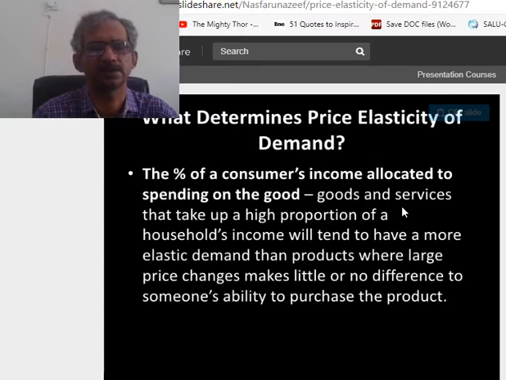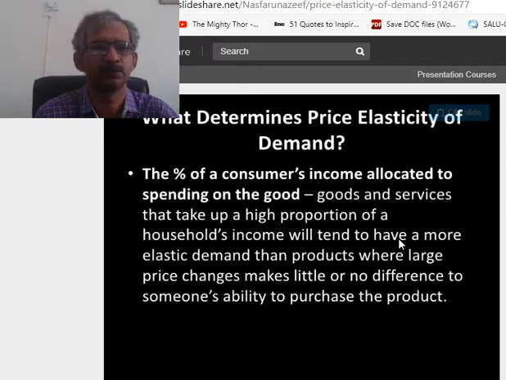Another factor is the percentage of income someone is spending on a particular product, which will also affect the responsiveness of the quantity to the price of the good. Goods and services that take up a high proportion of a household's income will tend to have a more elastic demand than products where large price changes make little or no difference to someone's ability to purchase the product. It means the goods that take up a high proportion.